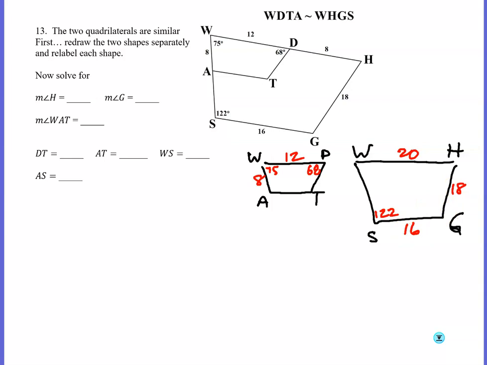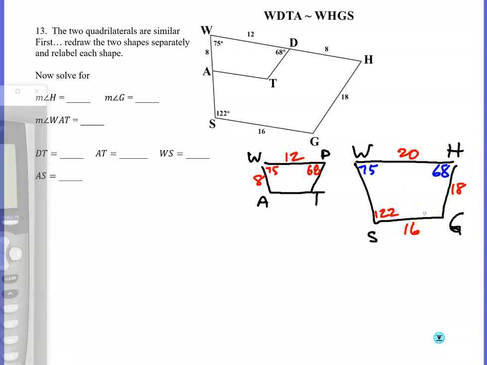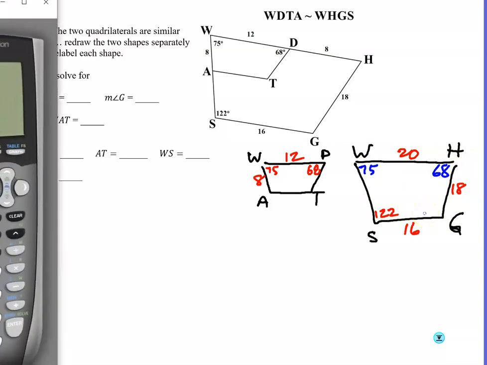Okay. So, first of all, remember, in similar quadrilaterals, angles are congruent. So if this guy's 75, so is W. If this guy's 68, so is this one. And then remember, all your angles add up to 360 in a four-sided shape. So let's see what we got here. I'm going to pop out my calculator. Doesn't want to turn on. It's being difficult.